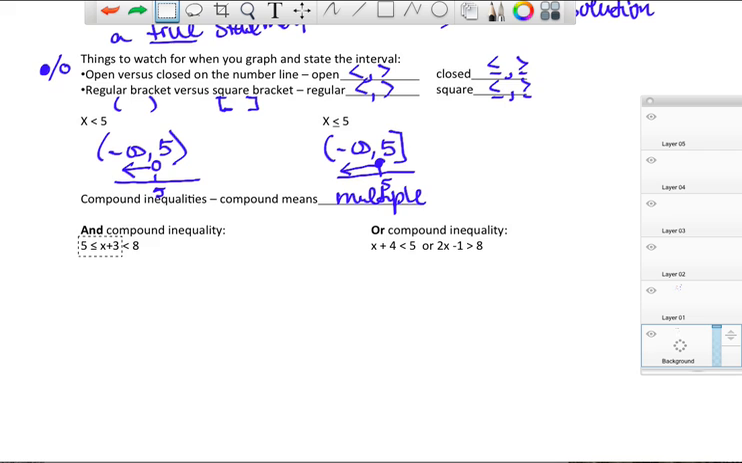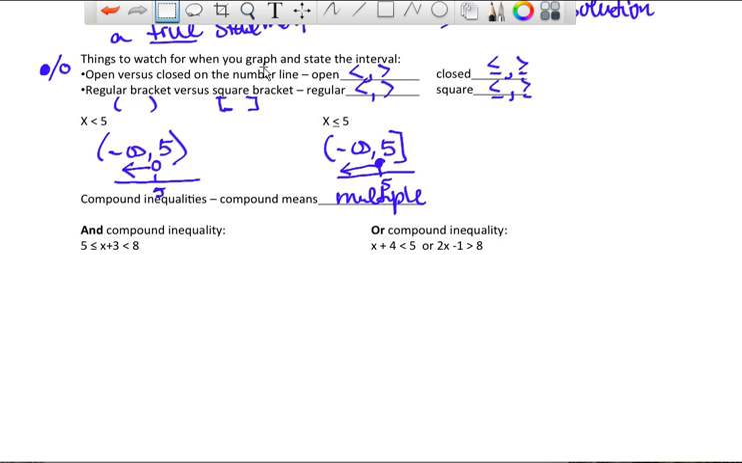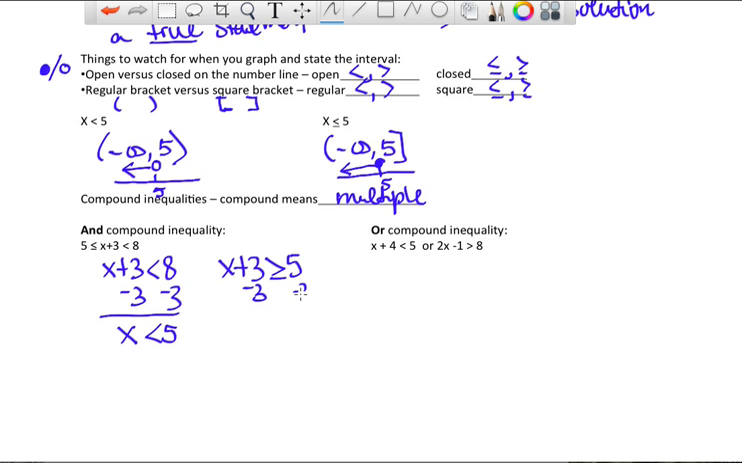So how would you do this? Well, I would do it as 2 inequalities. I would say, well, let's just solve x plus 3 is less than or equal to 8, and then I'm going to flip this one around, so x plus 3 needs to be greater than or equal to 5, and then just solve both of the inequalities. So take away 3 on both sides, so x is less than or equal to 5, and on this one you get x is greater than or equal to 2.